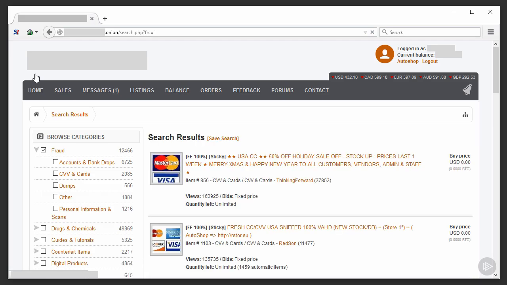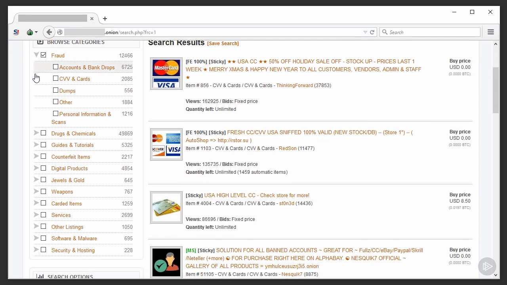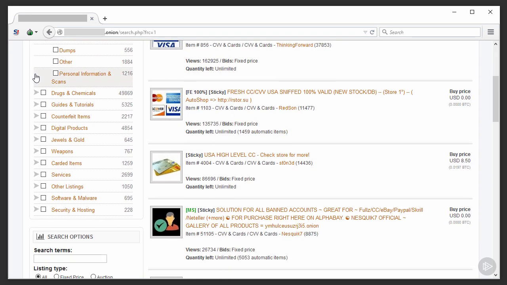Within the more than 12,000 items here, we can see categorizations such as accounts and bank drops, CVV and cards, dumps, personal information and scans. All of this is stolen data put up for sale by online criminals. In fact, we can see here the first item in the search results is a credit card. If we scroll down a bit, we can see that there are many items for sale that contain credit card data. This is from many different sellers as well.